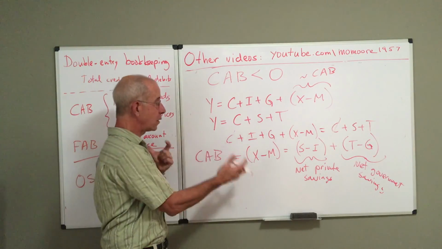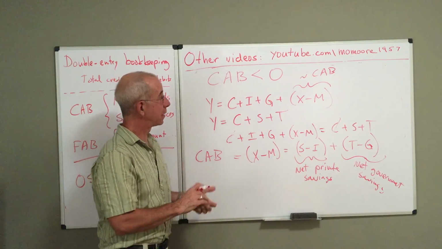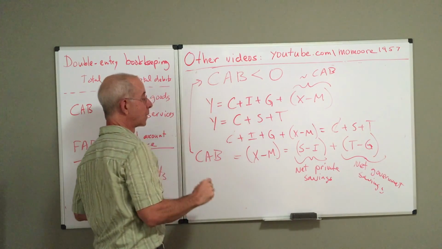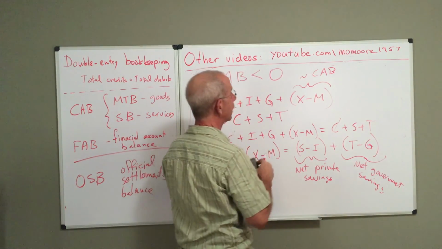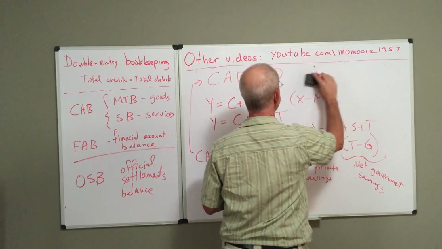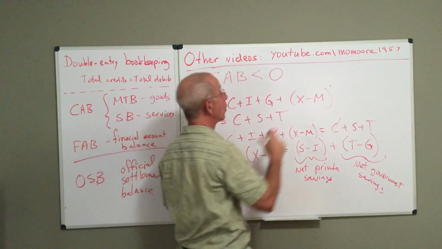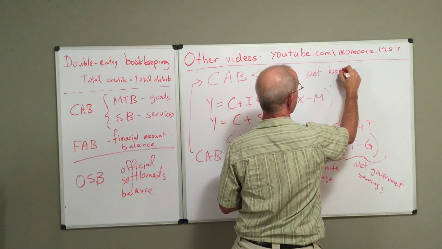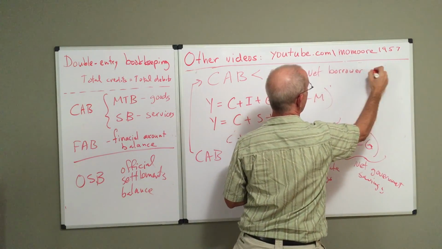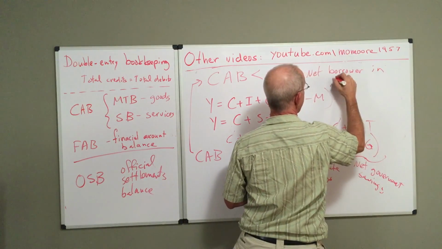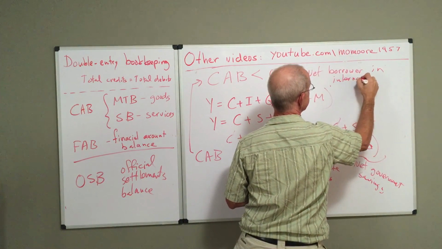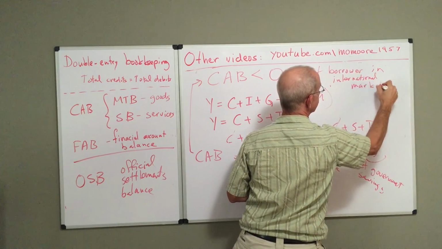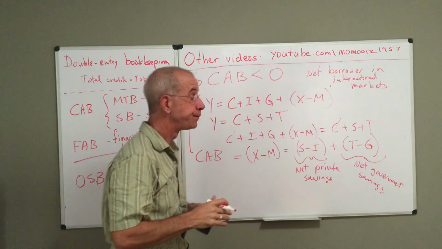So let's take a look at this then again with what we've talked about before. If you have a country running a current account deficit, we said that the country was a net borrower in international markets. Okay, that's what we started out the video.